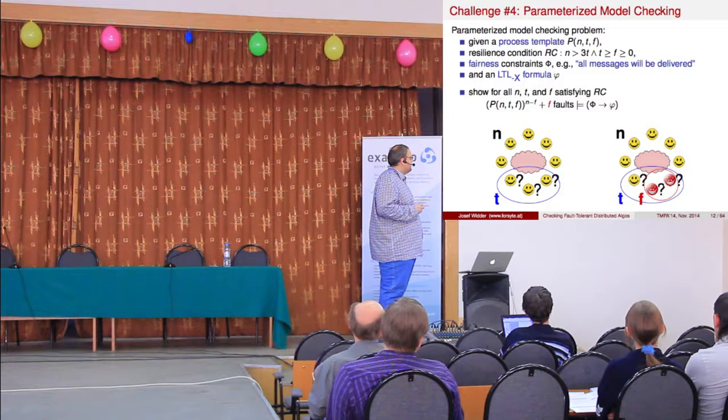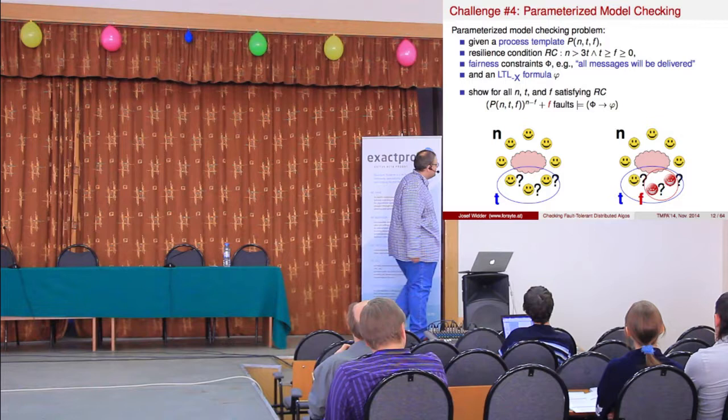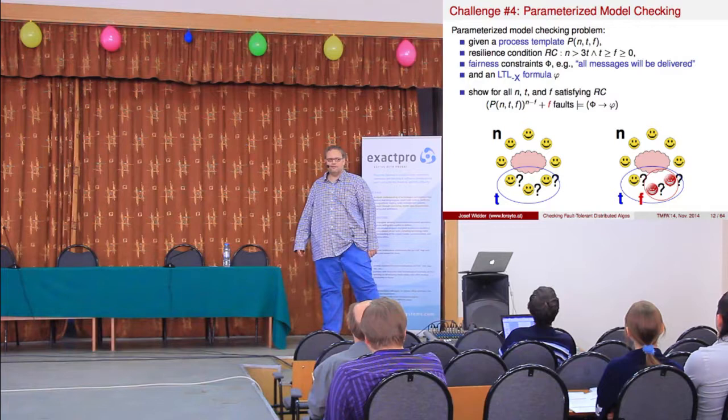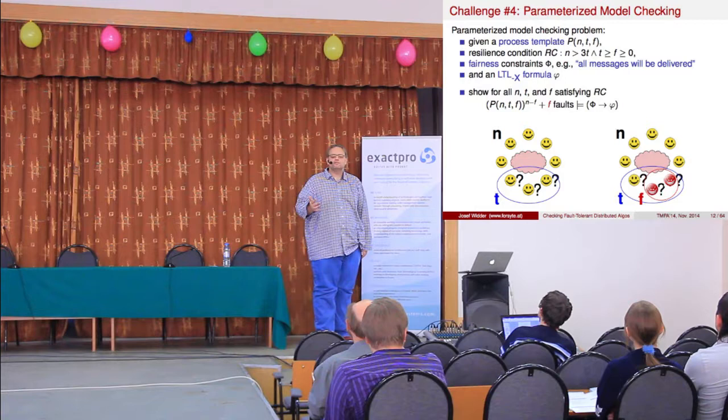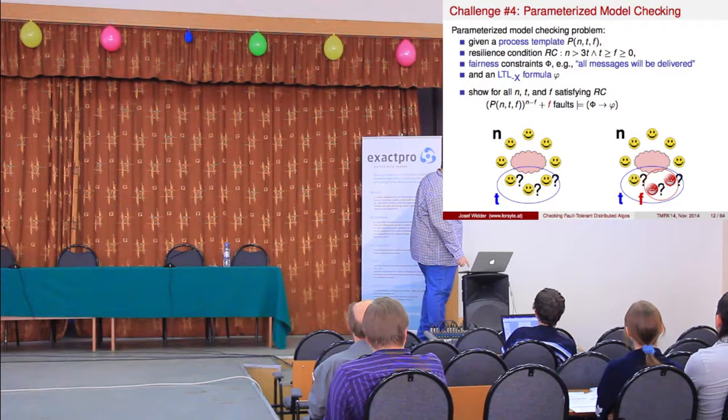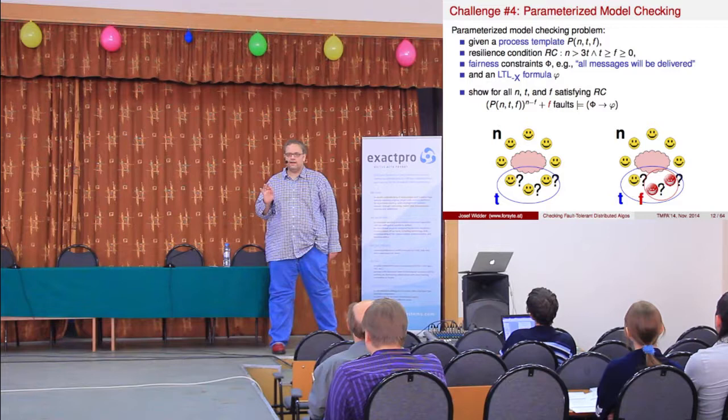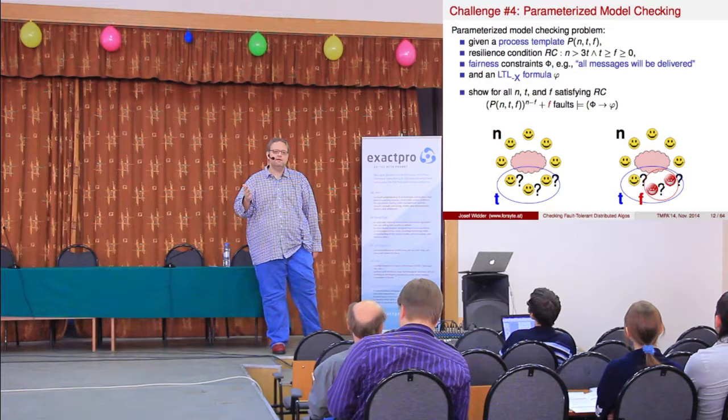Again, since we want to show it for all n and t and f, what you see here is that the resilience condition allows an infinite number of different combinations of parameter values, so we have an infinite family of systems. So we want to verify this infinite family of systems. That's a challenge. And this is also a challenge for the modeling. We have to find a modeling that is able to cut this complexity that is just due to system size.